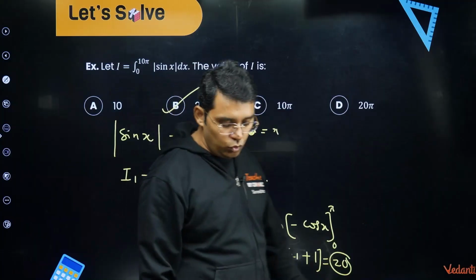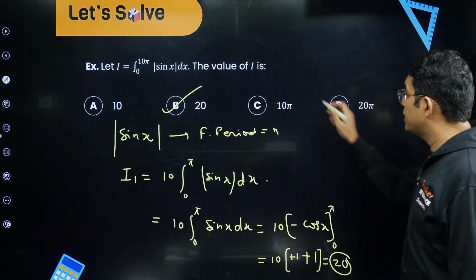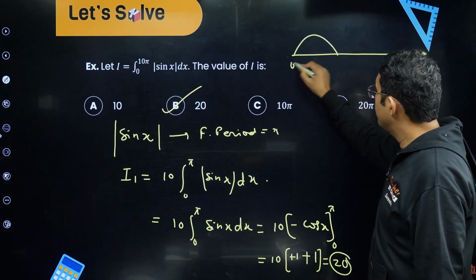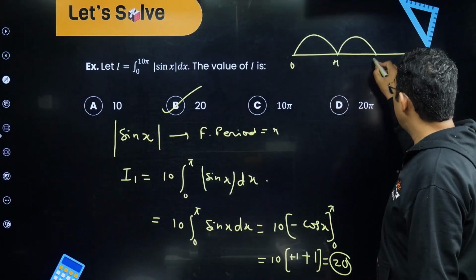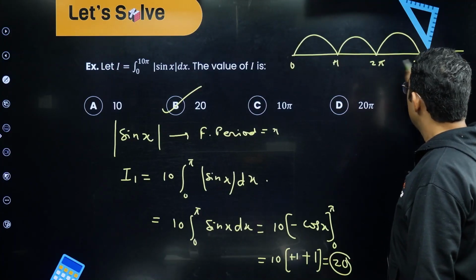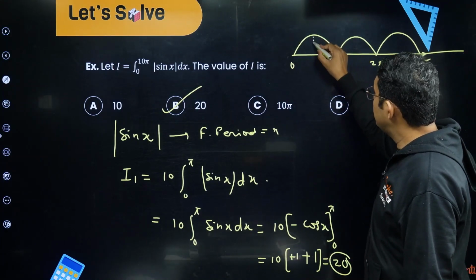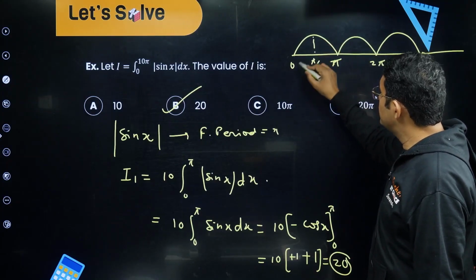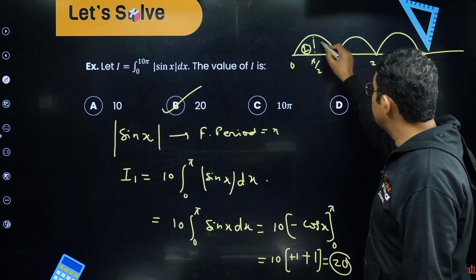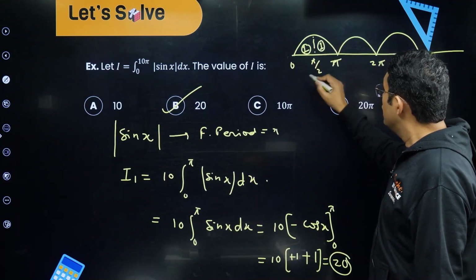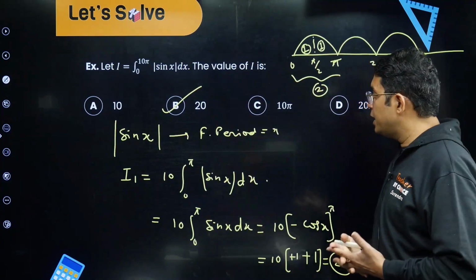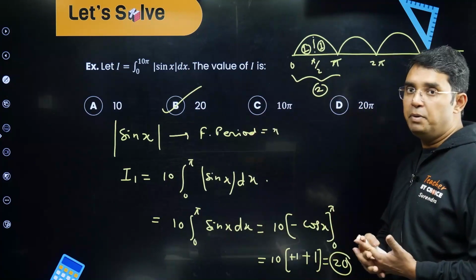Dear students, those who know some standard results, like we know that the mod sin x graph is like this: 0 to pi, then pi to 2 pi, then 2 pi to 3 pi, and so on. For every interval, one very standard thing is that the integration from 0 to pi by 2 of sin x or cos x is 1. So if this is 1, this will also be 1 by symmetry. So from 0 to pi the integration is 2, and we are talking about 10 fundamental periods. So the answer will be B, 20.